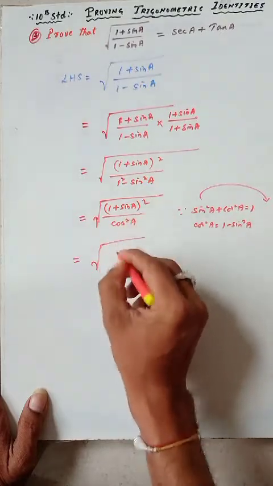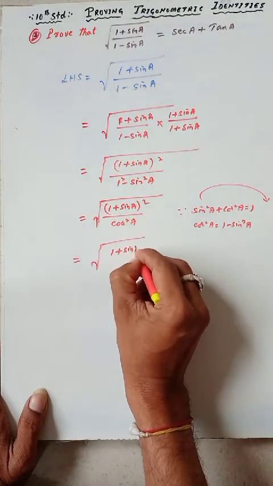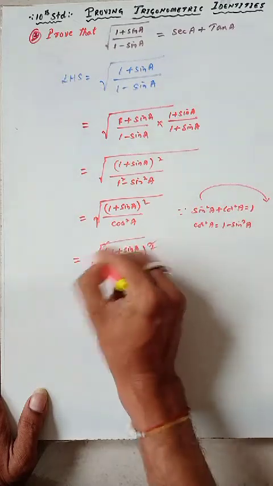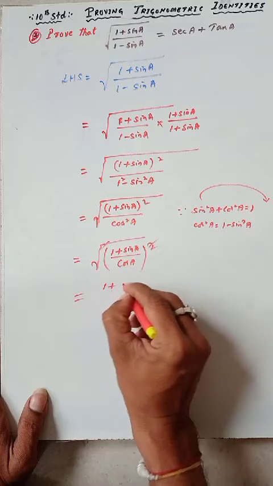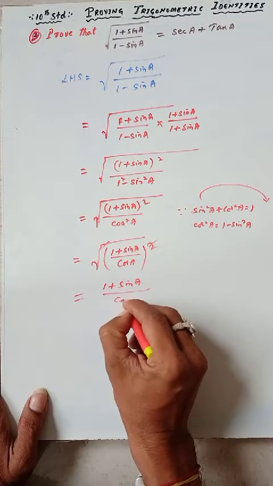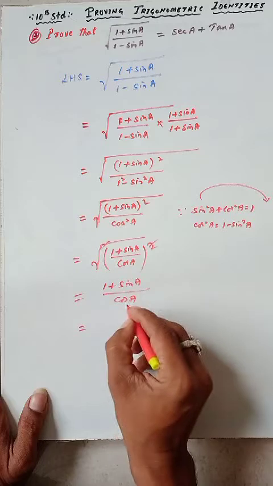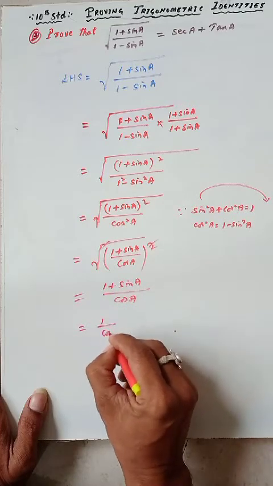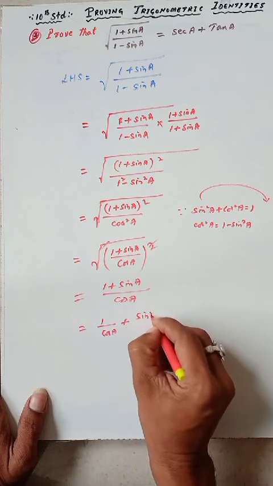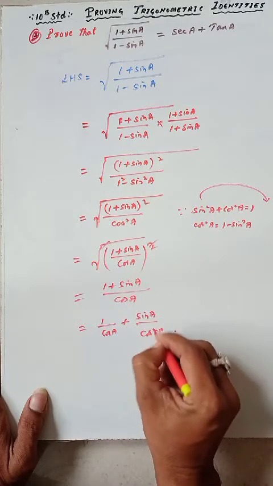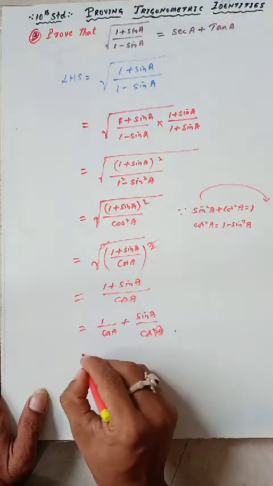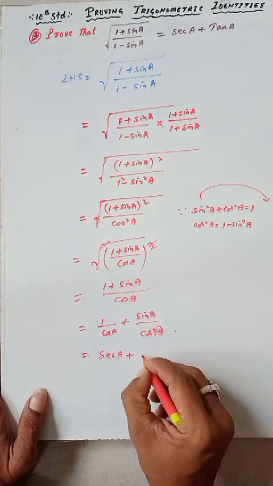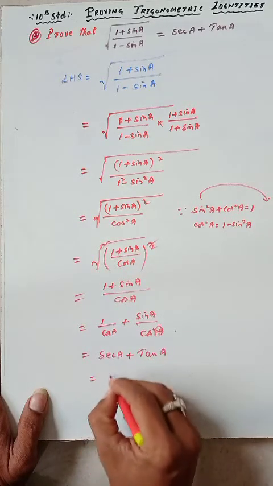Now we shall write this together, that is (1 plus sin A) by cos A whole square we can write. Now this square root gets cancelled. Now 1 plus sin A by cos A. Split this one, distribute this cos A to 1 and to sin A. You will get 1 by cos A plus sin A by cos A. Okay, so you see RHS will come: 1 by cos A is secant A, the reciprocal of cos, and sin A by cos A is tan A. Okay, this is RHS.